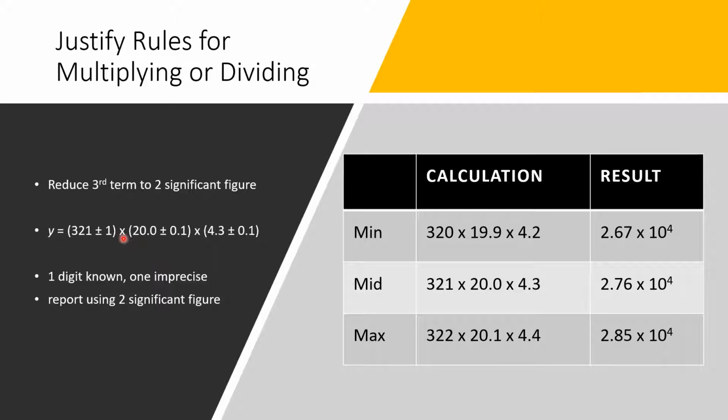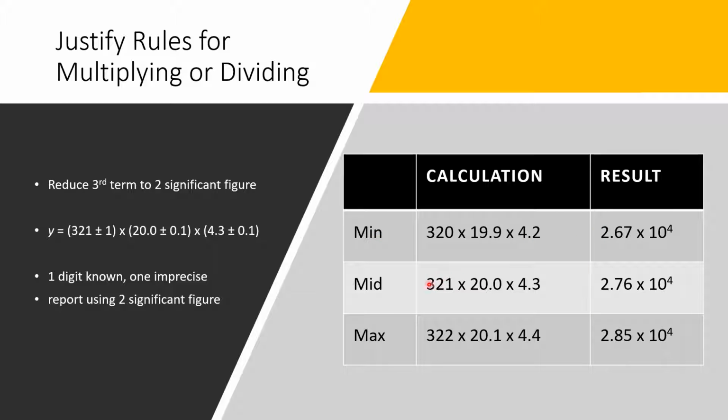All right, so in this instance, because we're multiplying a number with 3 significant figures, another number with 3 significant figures, and a third number with only 2 significant figures, we'd expect our result to be known with two significant figures. In fact, that is entirely what we end up with, because in this case, here's the result.